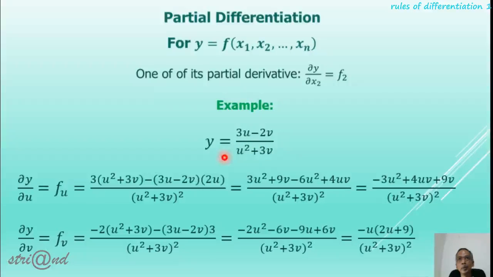The derivative of this denominator with respect to v is 3, because u squared is now a constant, since we are not talking about u but about v, and the derivative of a constant is 0. So the derivative only comes from this part of the function, and the derivative of 3v with respect to v is 3. Then it is divided by the denominator squared, and after simplifying, we find the result of this partial derivative here.